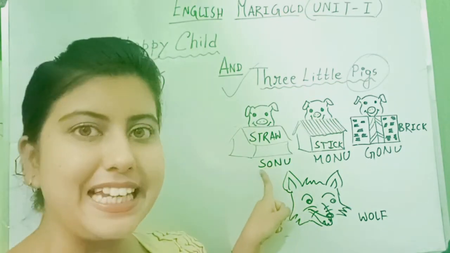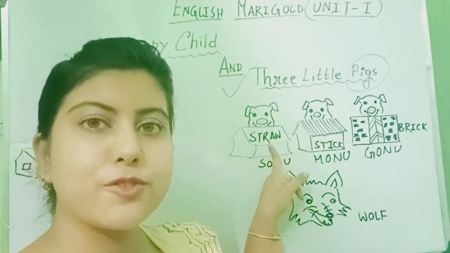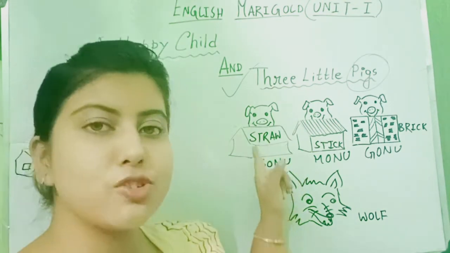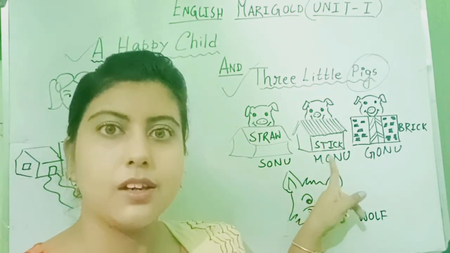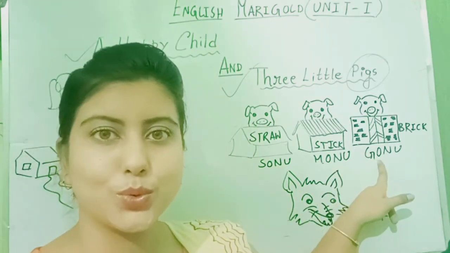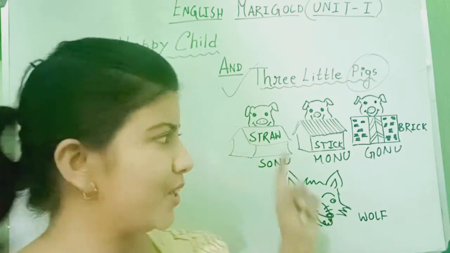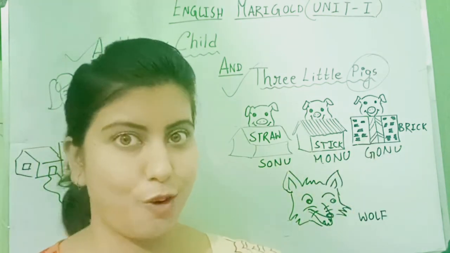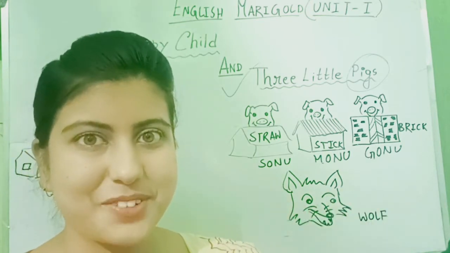So the pig named Sonu, he lived in a house that was made of straw. Now Monu, this pig lived in a house of stick. And lastly Gonu, he lived in a house of brick. Now children, which house is the strongest? The house of brick, isn't it?